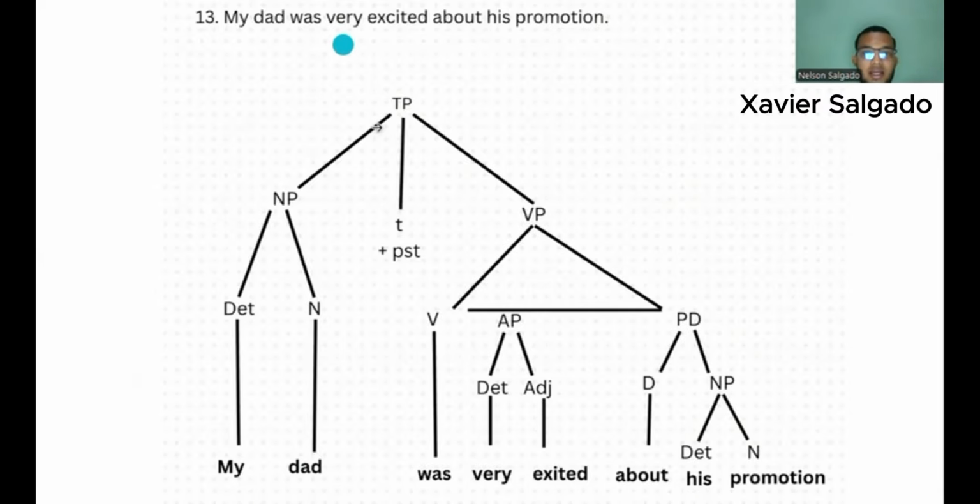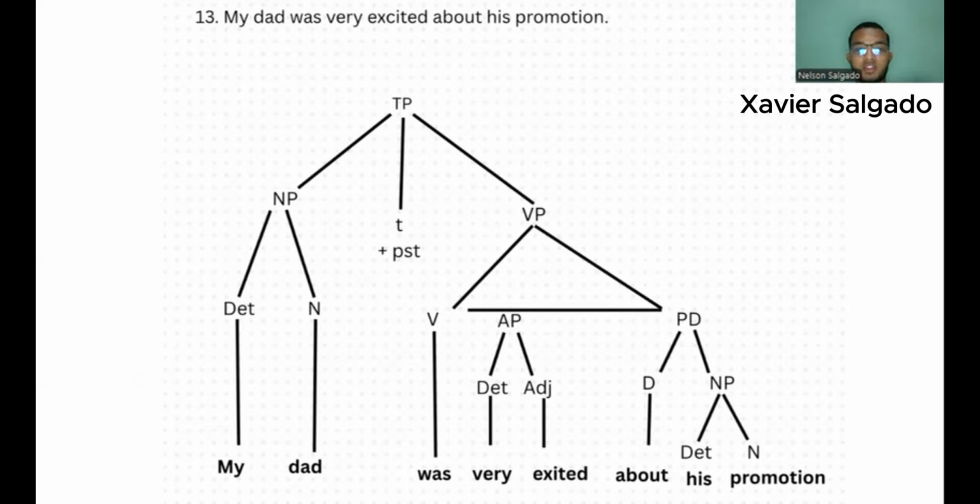Well, in this case, the first is the tense. As we know, it is in past simple. The first part is a TP, that is a tense phrase. On the other hand, we have a noun phrase, and down we have the D, that means determiner, and N, that is a noun. In this case, we have my and dad.